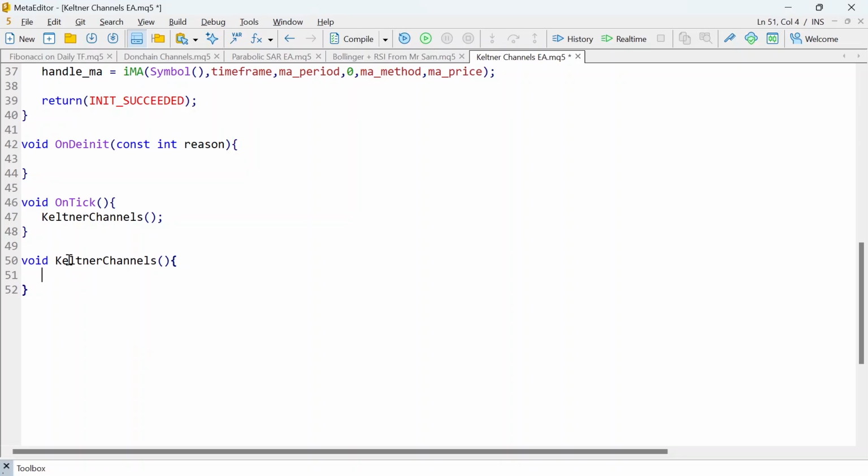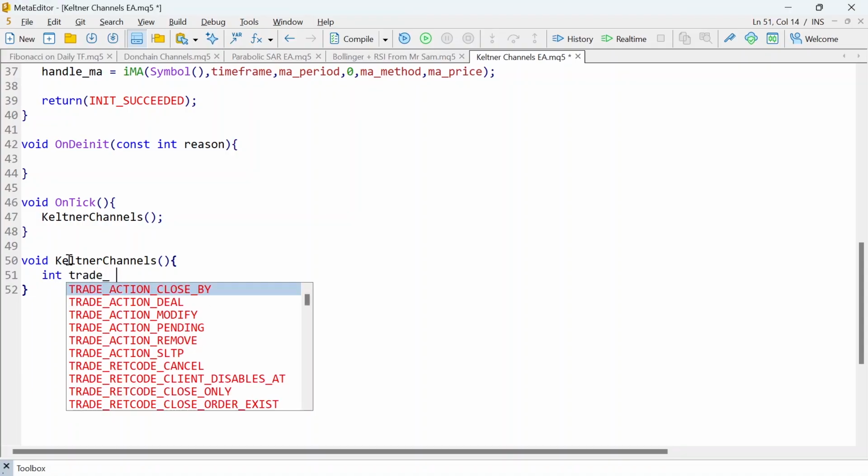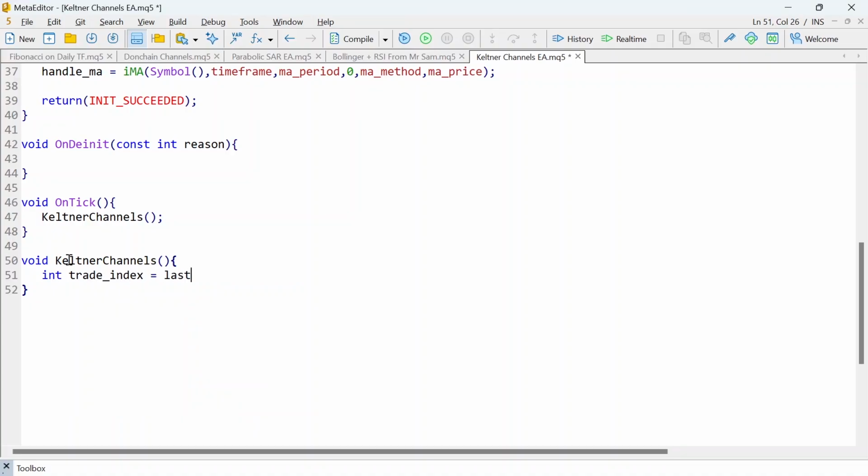So I'm going to write a function that returns the last position index. So I'll store whatever the function is going to return in this variable, and this is the name of the function, last position index. So this function is going to do what? It's going to return the index of the last position. And how is it going to do that? It's going to look through all the open positions on the account, right? Starting from the last one.